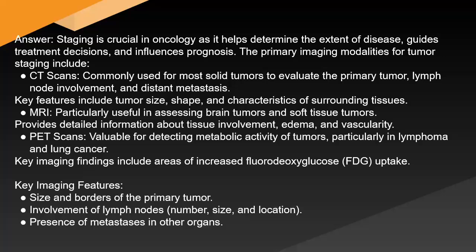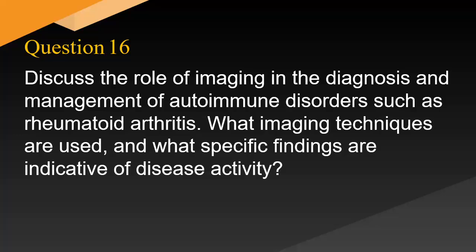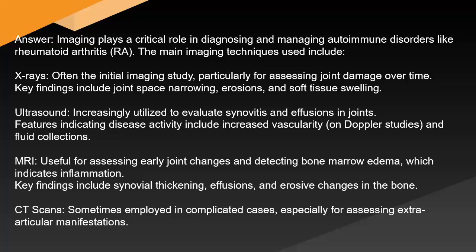metastases in other organs. Discuss the role of imaging in the diagnosis and management of autoimmune disorders such as rheumatoid arthritis. What imaging techniques are used and what specific findings are indicative of disease activity? Answer: imaging plays a critical role in diagnosing and managing autoimmune disorders like rheumatoid arthritis, RA.